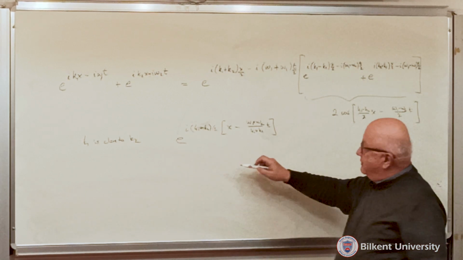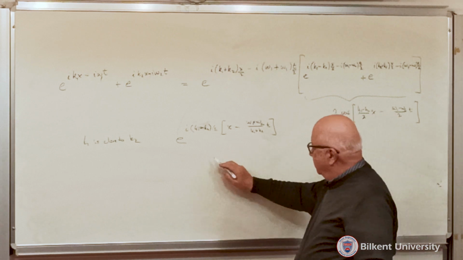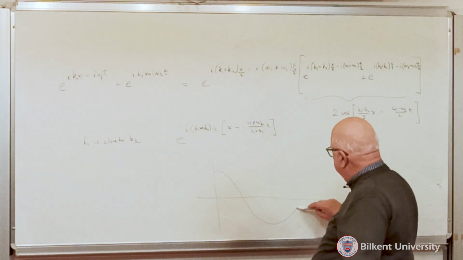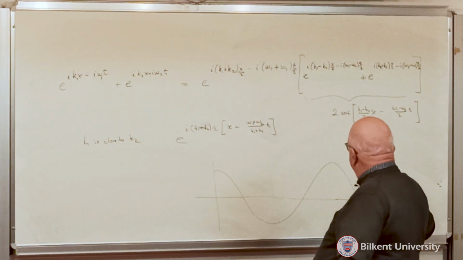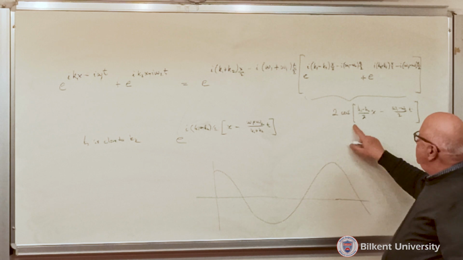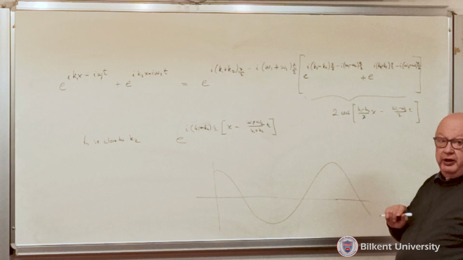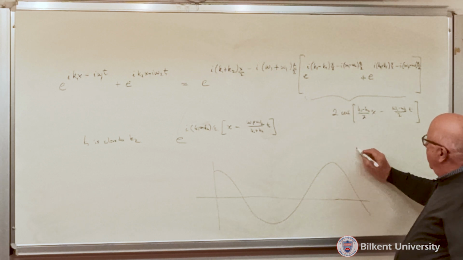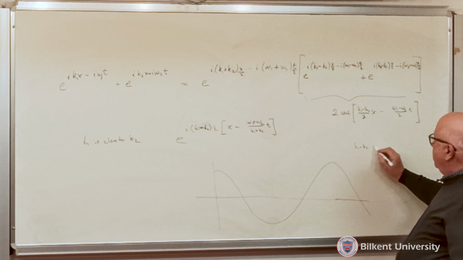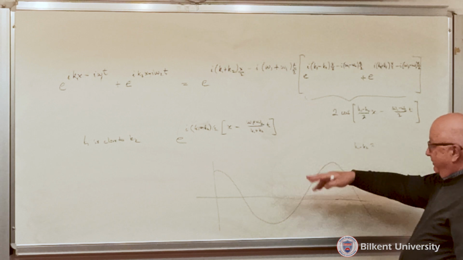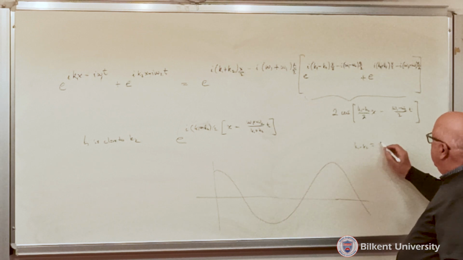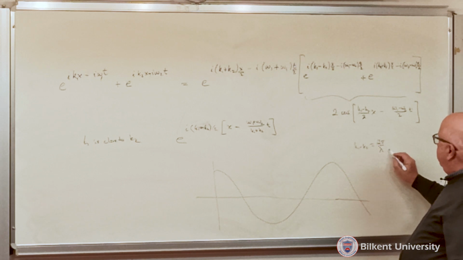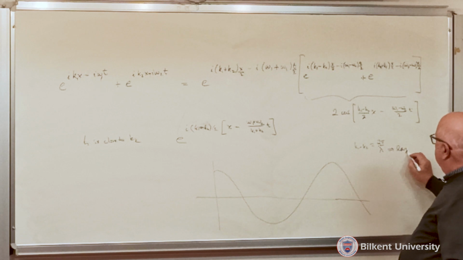So I have some cosine function, which does something like this. And you see that it's going to have a large wavelength because k1 is close to k2, right? So k1 minus k2 is going to give the wavenumber of this wave, which is equal to 2 pi over lambda. So it's going to have a large lambda.